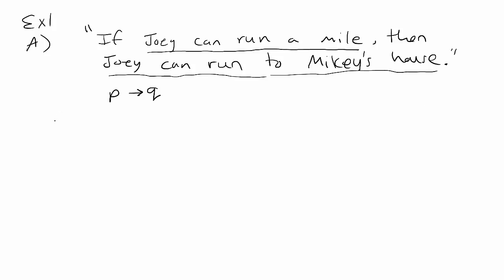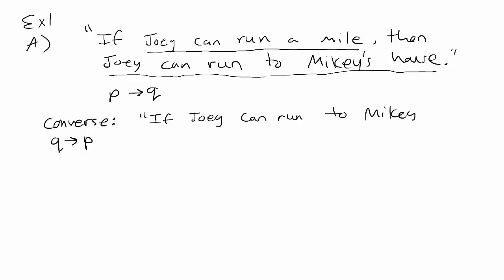We're going to write the converse first. With the converse, you're just swapping the P and Q. So this is going to be if Joey can run to Mikey's house, then Joey can run a mile.